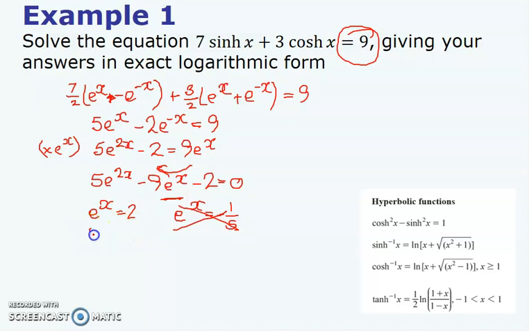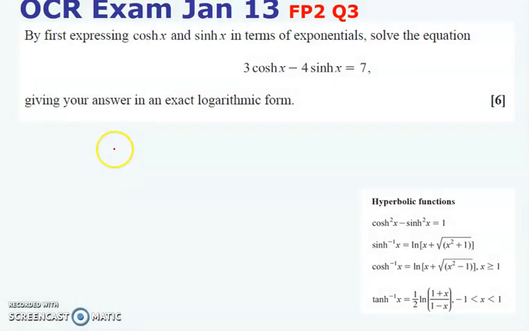And we'll write that properly if we come to an exam question. But this is just x equals log 2. And that's, according to me, the only solution. There it is. Next question there.